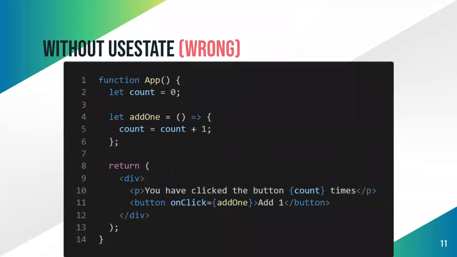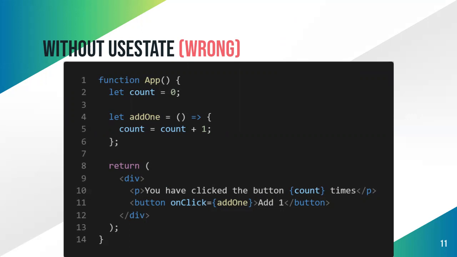Here's an example of what we would do if we didn't know state existed, and how we'd write a simple web page where you click a button and it adds 1 to a number on the screen. On line 2, we initialize a variable called count equal to 0, and on lines 4 through 6 we define a function that just adds 1 to count. Then on lines 9 through 12, we have a p tag that shows how many times you click the button, and on line 11 we have the actual button that adds 1 to count every time we click it.